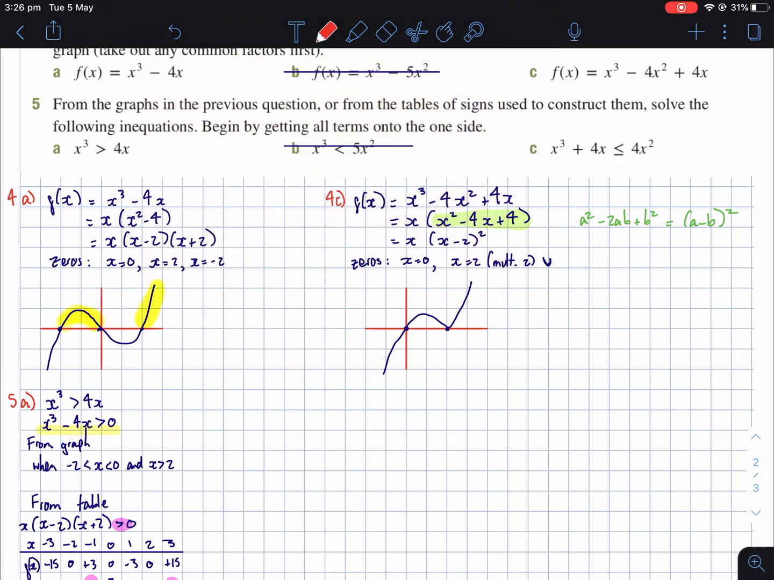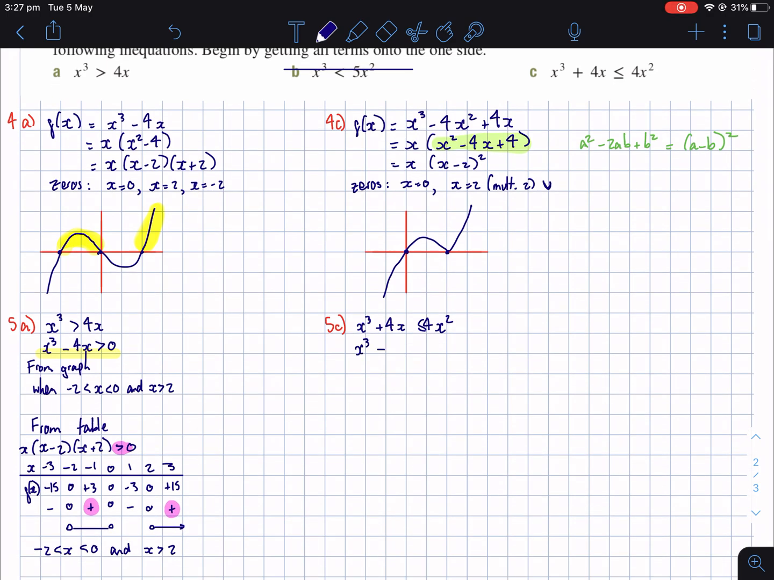Now question 5C is asking when x cubed plus 4x is less than or equal to 4x squared. I'm going to take everything over to the left. So I've got x cubed take 4x squared plus 4x is less than or equal to 0. Coincidentally, that's what we just graphed. So it's less than or equal to 0 there, and it also equals 0 here. So from graph, it happens when x is less than or equal to 0 and x equals 2.